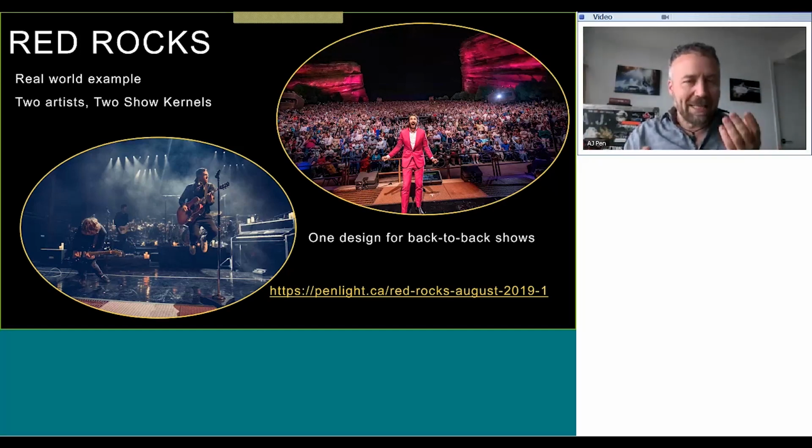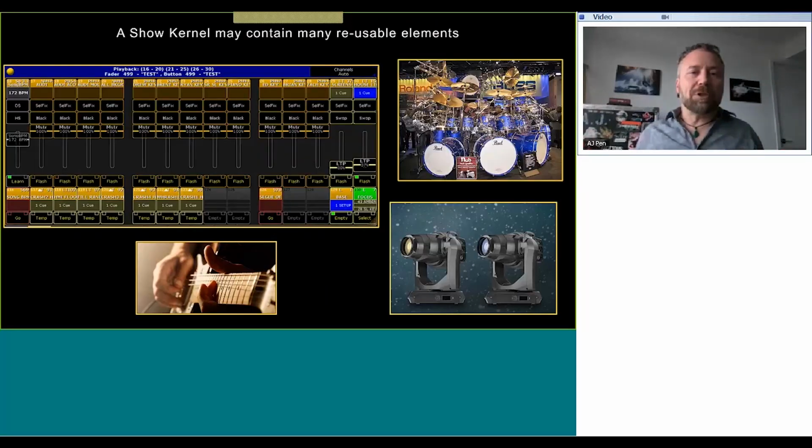Every time I add something to my workflow in one artist, I want to add it to the other. And it doesn't matter which artist you're working with, it's a familiar programming environment. So the show kernel concept is reusable. Something you do for one artist might be available to another artist. Most artists have a drum kit, no matter how big or small it is. You're going to be using different types of lights.